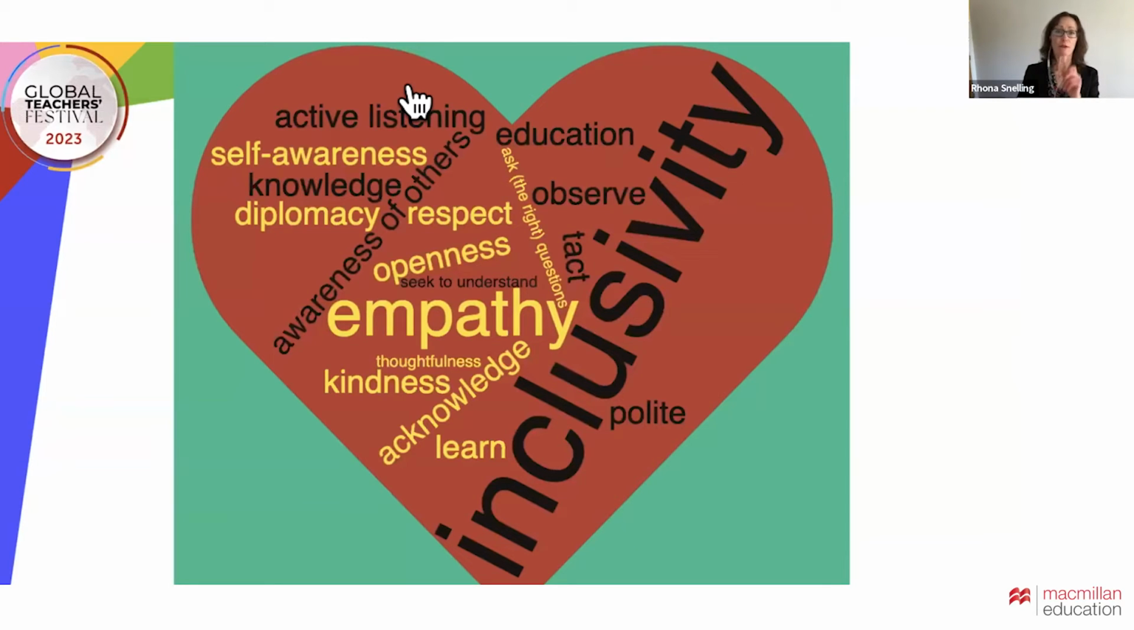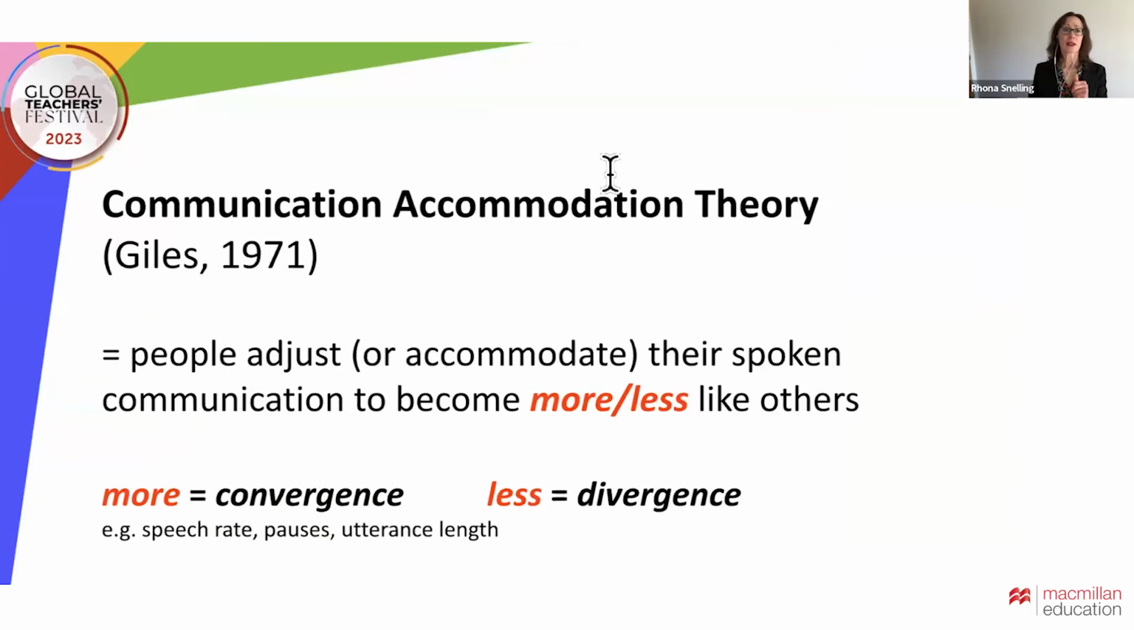I also want to mention a really lovely little linguistic theory, and this is communication accommodation theory from Giles in 1971. Now, there have been a number of developments of the theory since then, which include verbal and non-verbal communication, but this is the starting point. And the theory posits that people adjust or accommodate their spoken communication to become more or less like others. If it becomes more like others, that's convergence. So there's that coming together, because there's a desire to accommodate that speaker, because they're your guest.